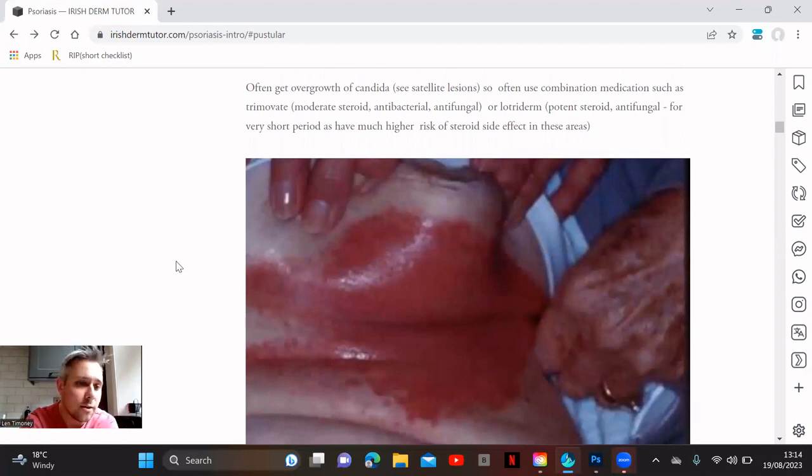So oftentimes for these areas, you might use a combination topical cream. You might, for a very short period of time, use a strong steroid antifungal combination like Lotriderm, or you might use a moderate steroid antifungal combination such as Trimivate. Trimivate's available in the UK. I'm actually not sure if it's available in Ireland.